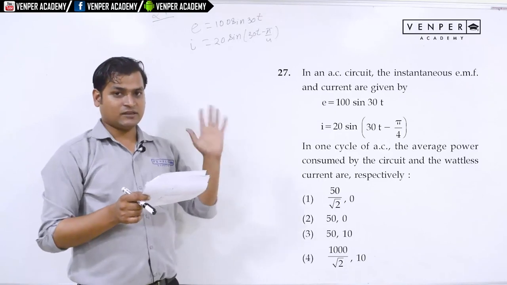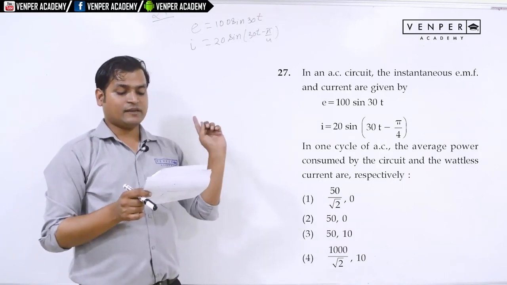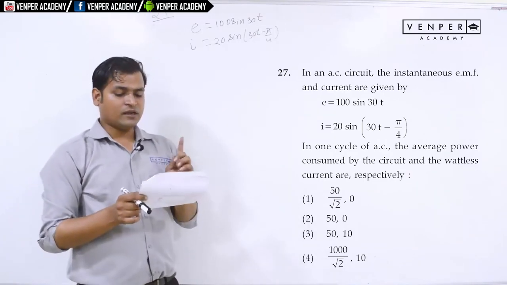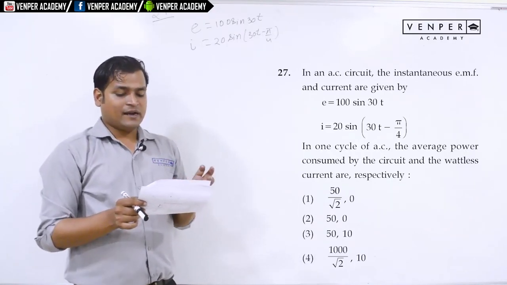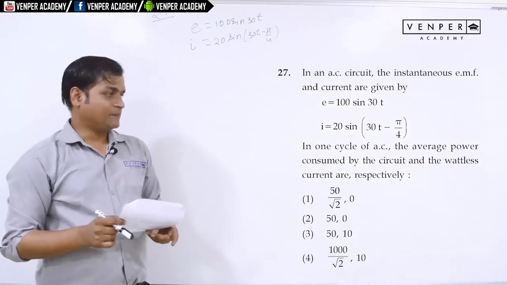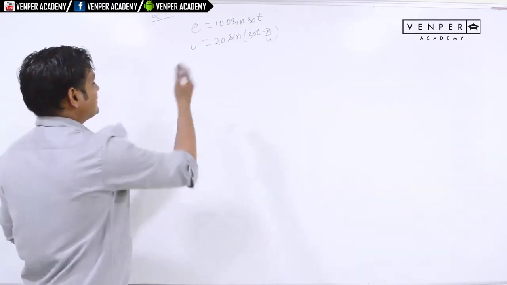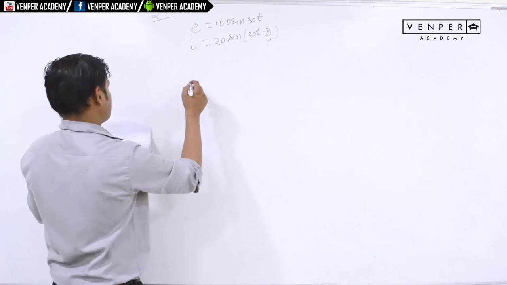In question number 27, in an AC circuit, the instantaneous EMF and current are given by E is equal to 100 sin 30t, I is equal to 20 sin(30t minus pi by 4). In one cycle of AC, the average power consumed by the circuit and the wattless current are respectively. Okay, in one cycle, average power.